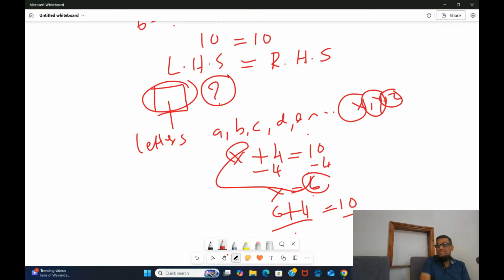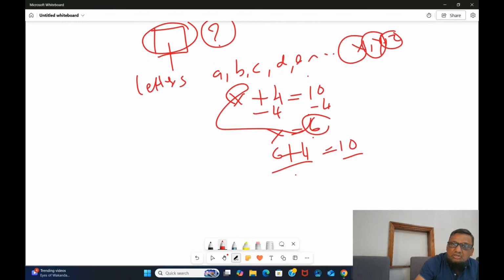The inverse of addition is subtraction, the inverse of times is division, and we do the same things. If we do an operation, for example subtracting a number, on the left hand side, we need to do it on the right hand side as well. Same if we are dividing the left hand side, we must divide the right hand side. This is the concept for equations.